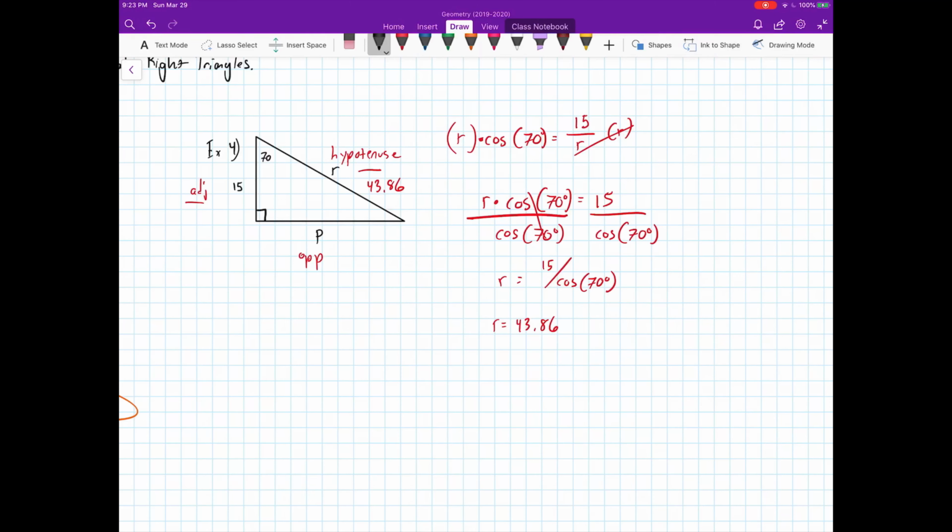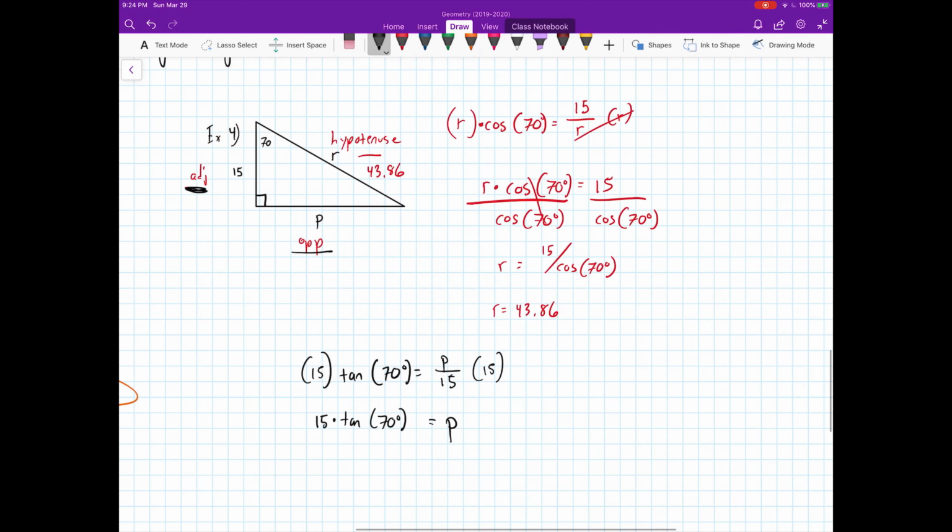So p is opposite. So what involves opposite and adjacent? That's tan again. So tangent of 70 degrees is equal to opposite p over adjacent 15. All right, so this one's a little bit easier again. I just multiply both sides by 15, and I now know that p is equal to 15 times tangent of 70 degrees.